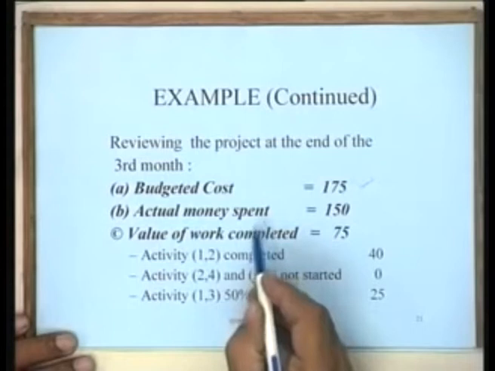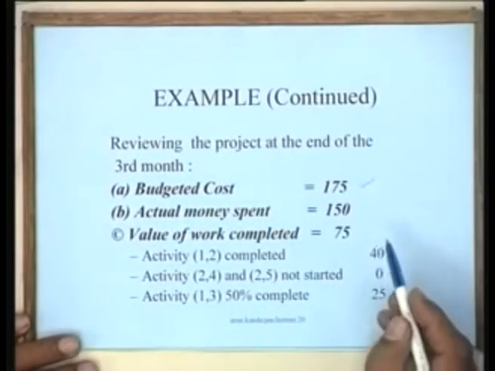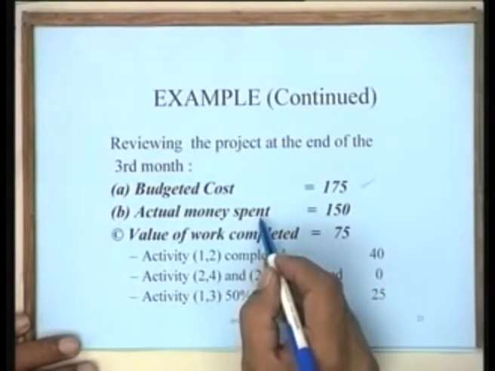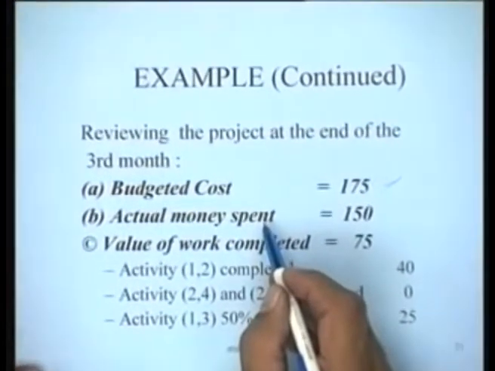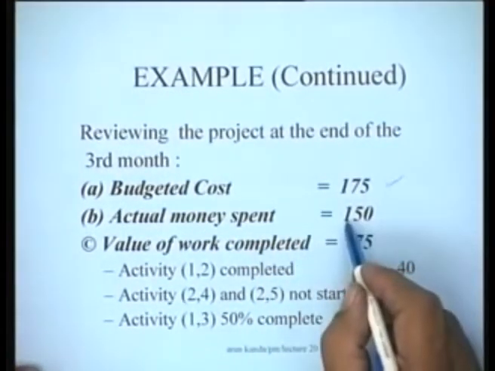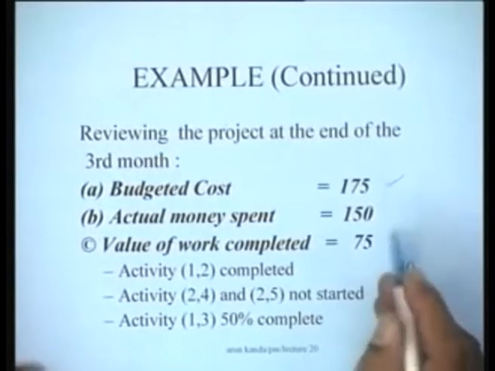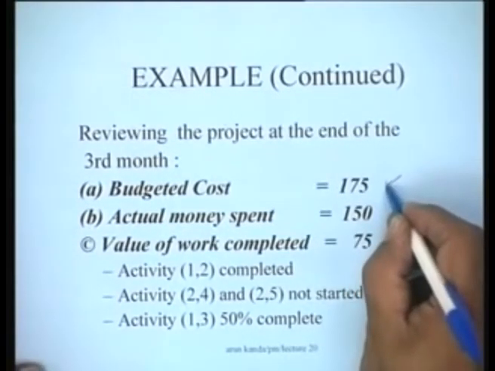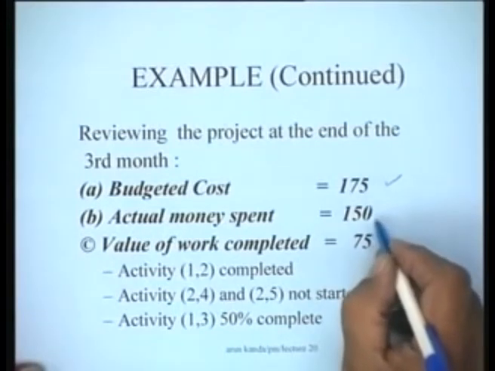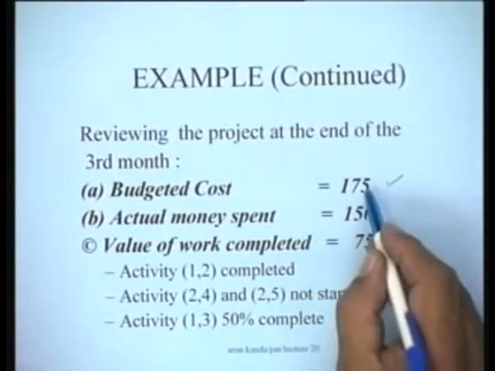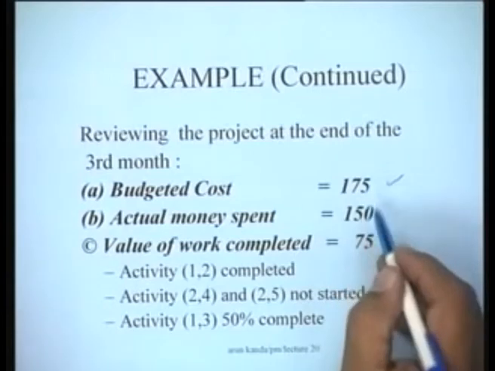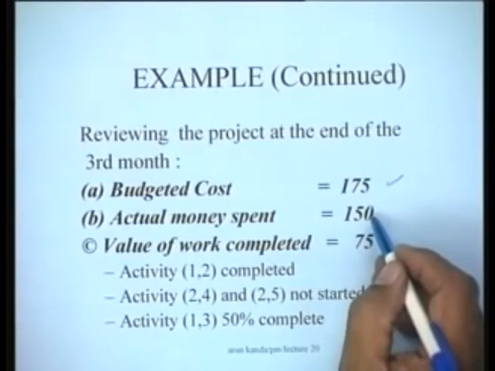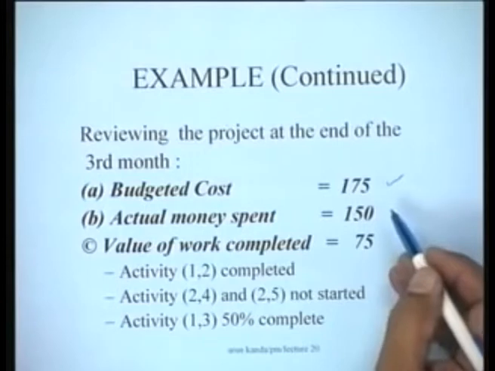The actual money spent we find out from the people who are managing the show, and suppose that we have spent 150,000 rupees. That is the total money. So, this has to be found out from the actual site. How much money have you spent on the project? Actually, we should have spent 175,000, but we have spent less. Actually, we have spent 150,000, let us say.